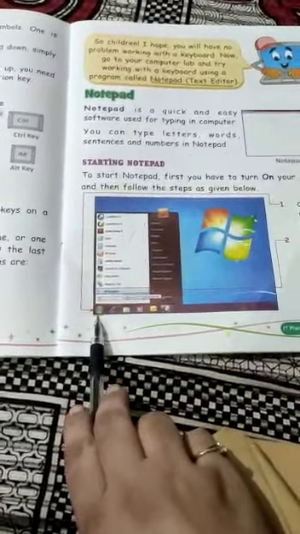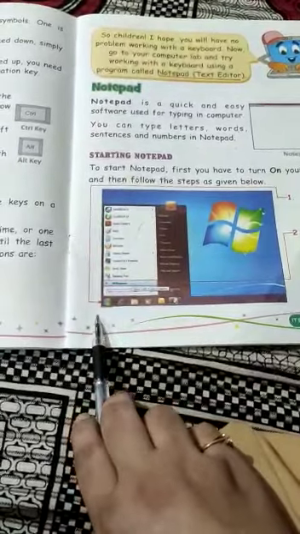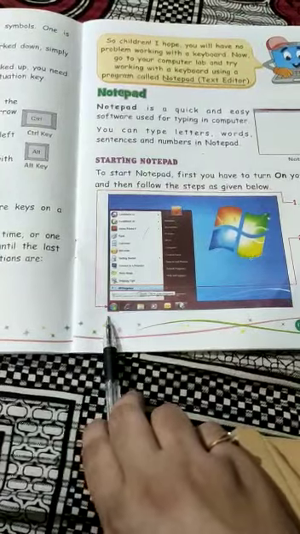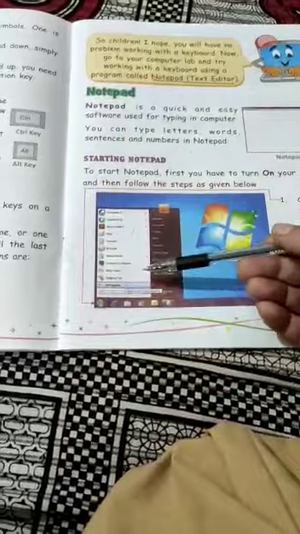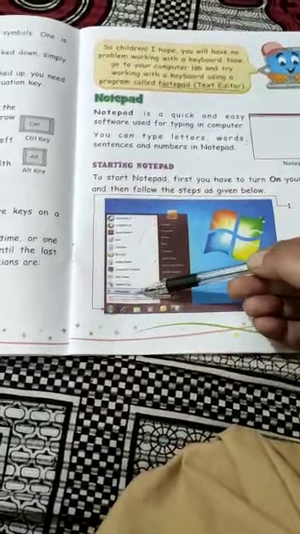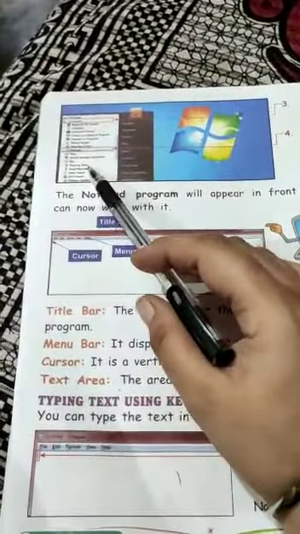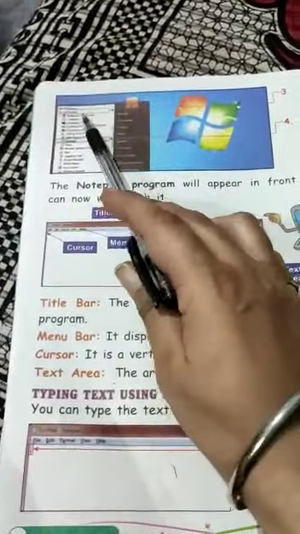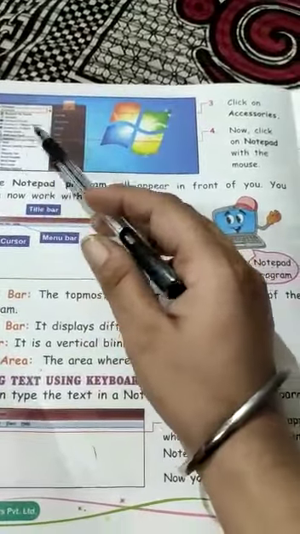On the left corner on the desktop screen, you can see the Start button. Click on it. When you click on the Start button, program list will be opened. Then you click on the All Programs. After clicking on All Programs, new list will be opened. Then click on Accessories. And after that click on Notepad.